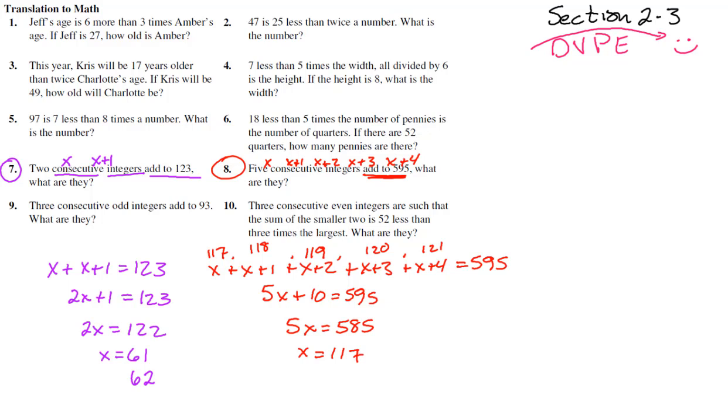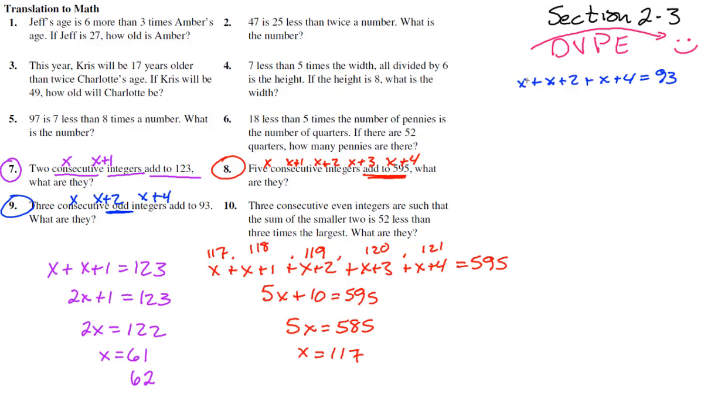All right, number 9. 3 consecutive odd integers. Okay, let's write that down. So if we start with an x, then the next odd one is x plus 2. If you start on an odd number, you've got to add 2 to get to the next odd one, and then the next one would be x plus 4. All right, and it says they add to 93. So let's go over here and we get x plus x plus 2 plus x plus 4 equals 93.